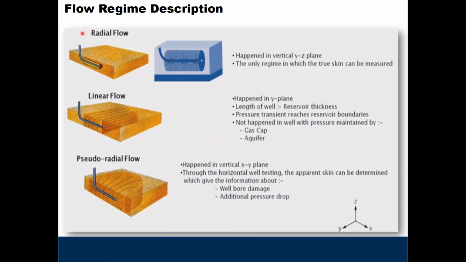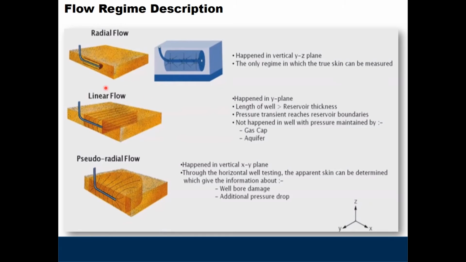So in radial flow, early radial flow, the fluid flow is actually occurring in the y-z directions, and this is the only region where you can get the skin. This radial flow is not affected by the upper and lower reservoir boundaries, but there is a significant difference between the horizontal and vertical permeability. So if the vertical permeability is higher than the others, elliptical flow will occur instead of circular flow.